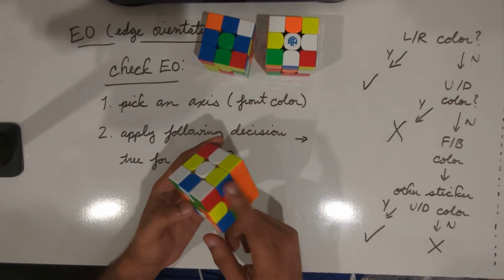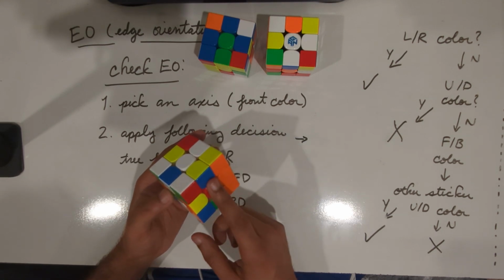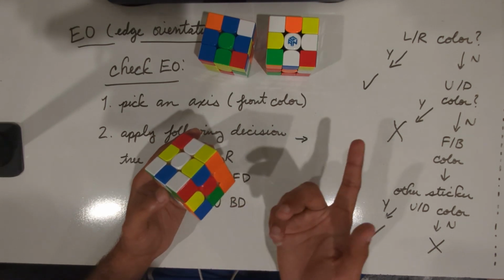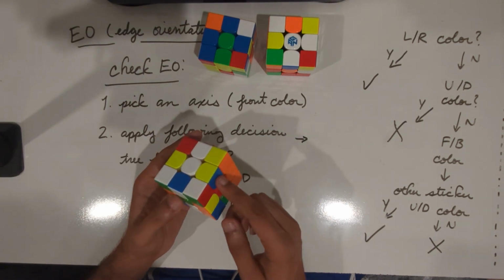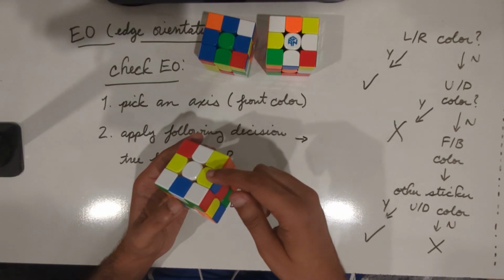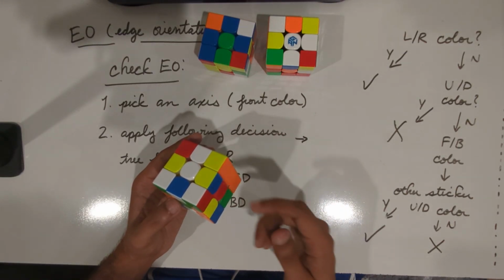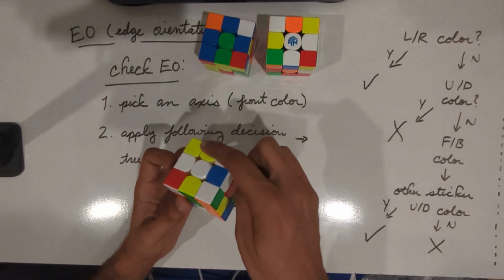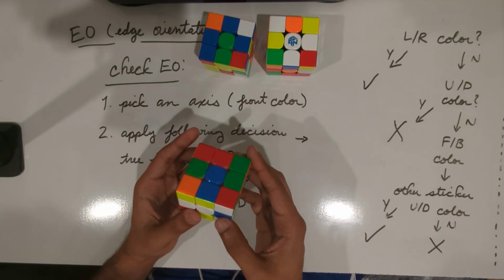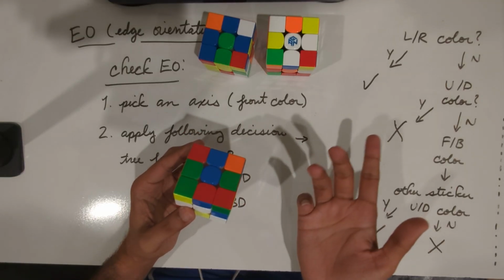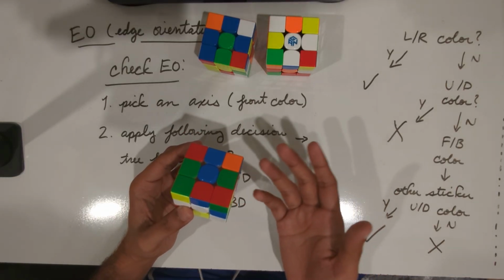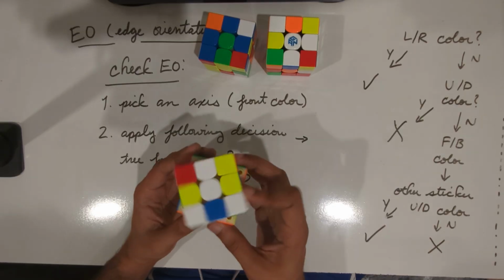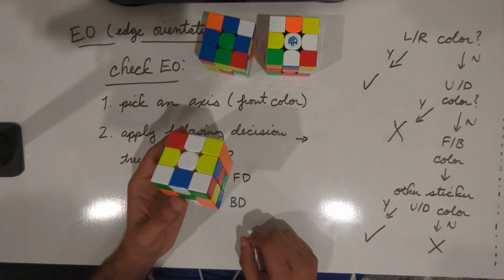On the flip side, let's take a look at this edge. This edge is also an F or B color, so we can't immediately know if it's good or bad. But if we check this sticker, we see that this sticker is a U or D color. And based on our decision tree, that should give that it's yes, it's good. And we can see that. I can put this edge back here, and then I can do B2. Remember that B2 is allowed, and it doesn't change EO. And now this edge is solved. Therefore, this edge was always good to begin with.